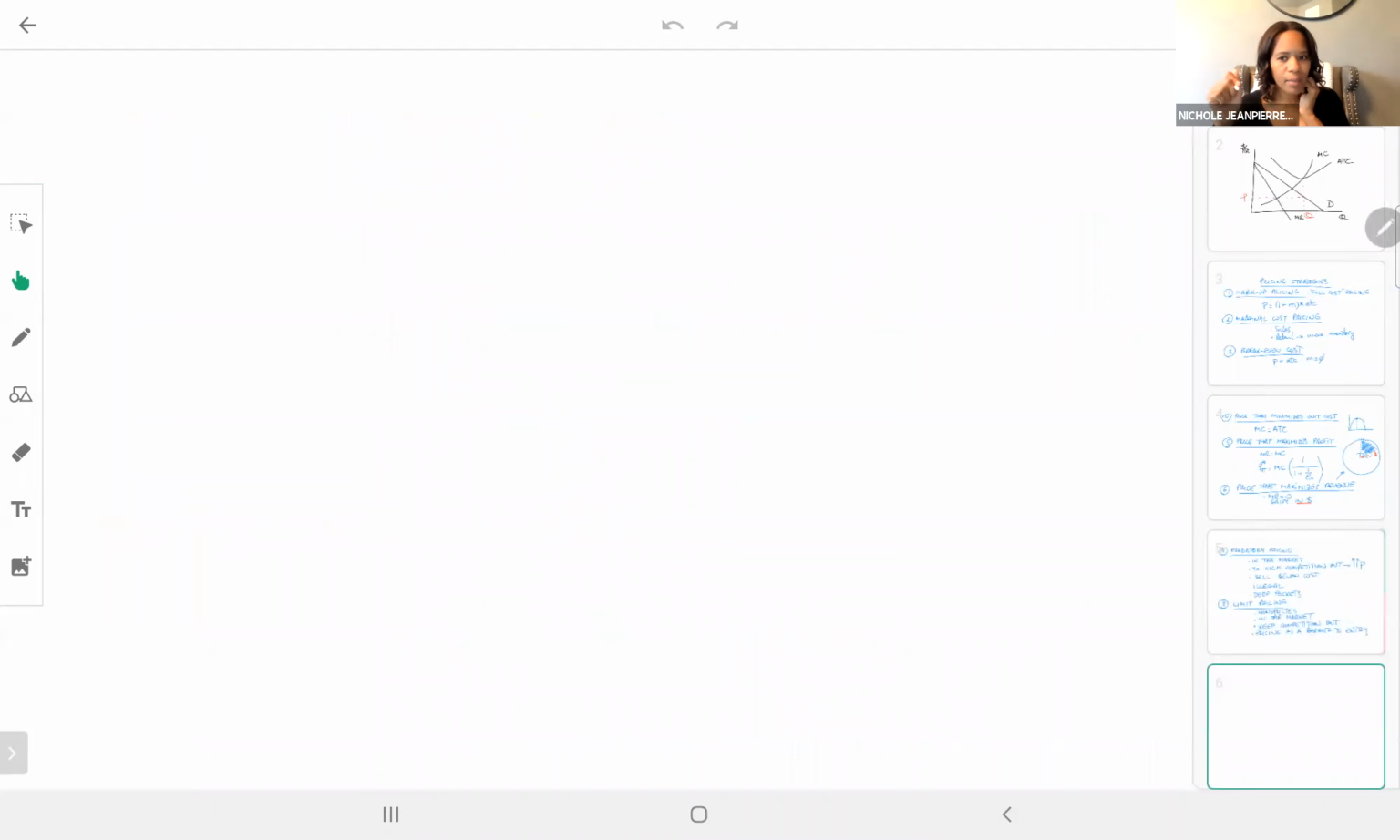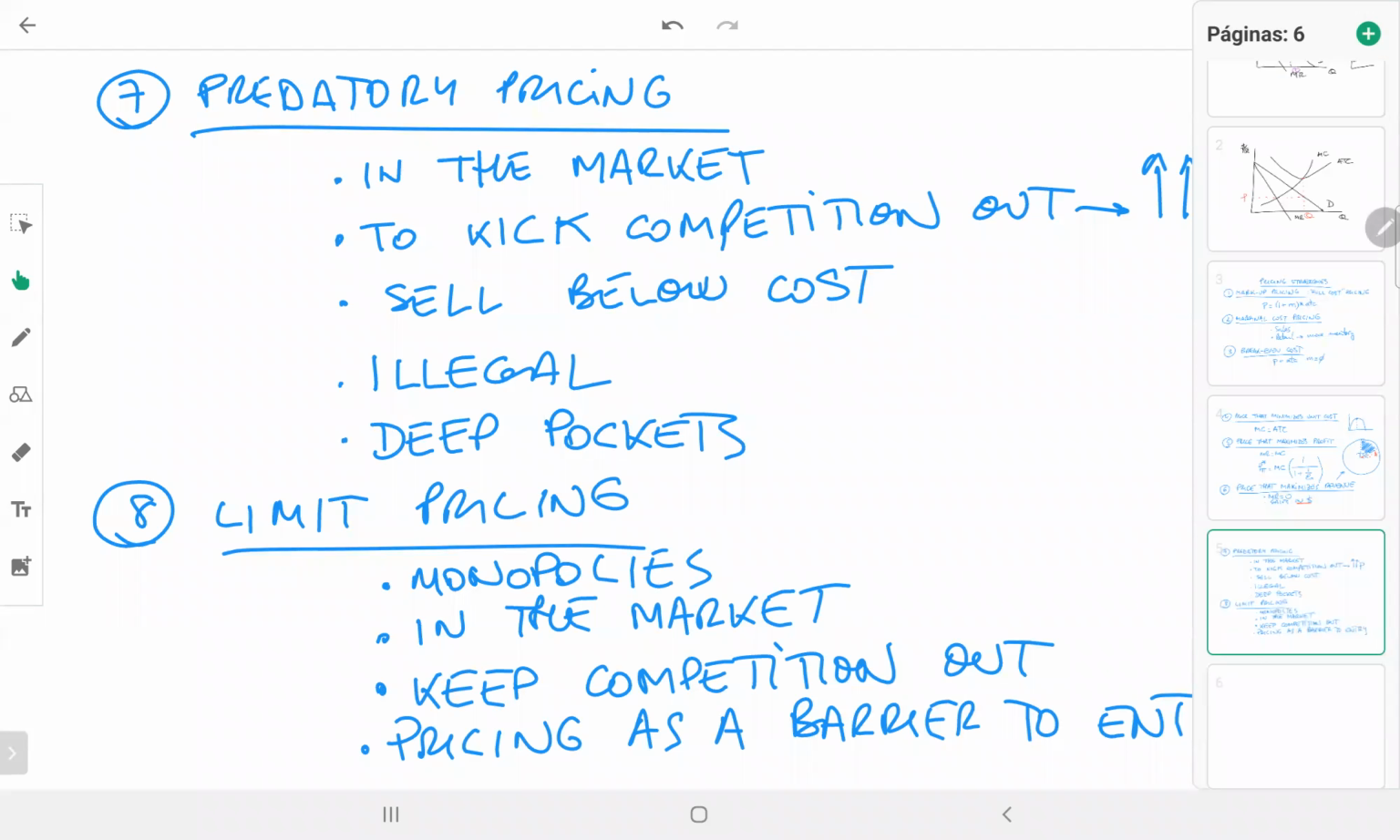So Nacho, you're saying they could have used limit pricing. They could have, yeah, they did not. They could have used it, but they did not.